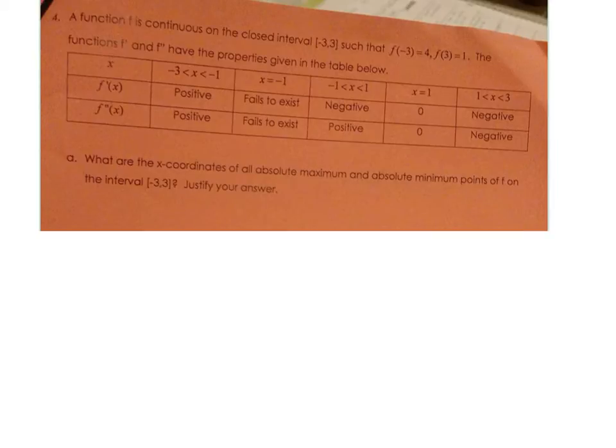They tell us that f of -3 equals 4, so I can make a little dot here, and we'll call this (-3, 4). Okay. And then later on I've got f of 3 equals 1. We'll put that down here, (3, 1). Alright. And then it says the function's f prime.